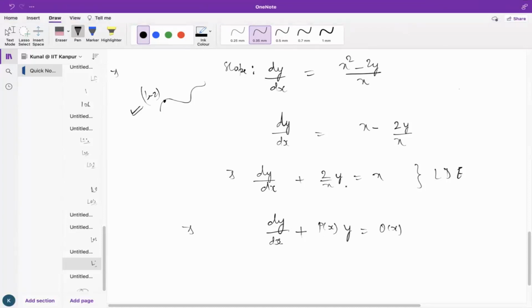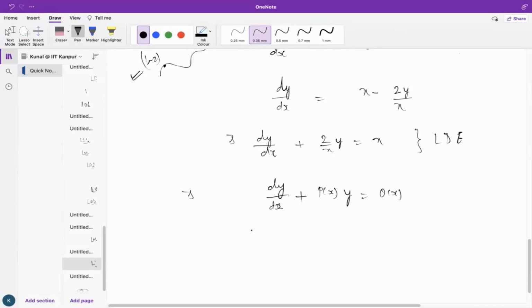So what we can do here, we have to find the integrating factor. So integrating factor will be nothing but e to the power integral of P(x) dx. We have to integrate, right? So e to the power, when we integrate 2 by x dx, we will get e to the power 2 ln mod x. So its value will be nothing but x square. So our integrating factor is nothing but x square.